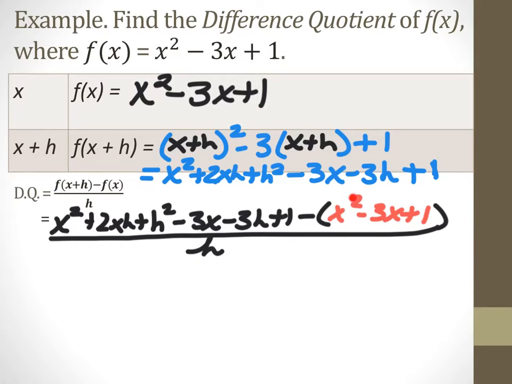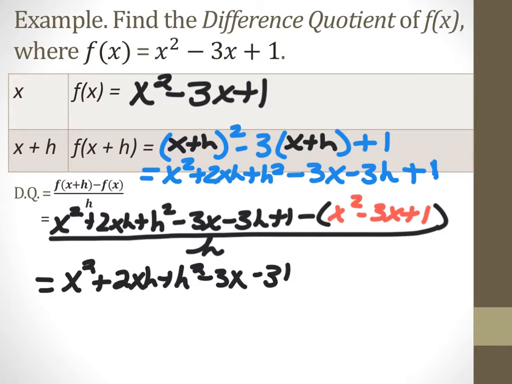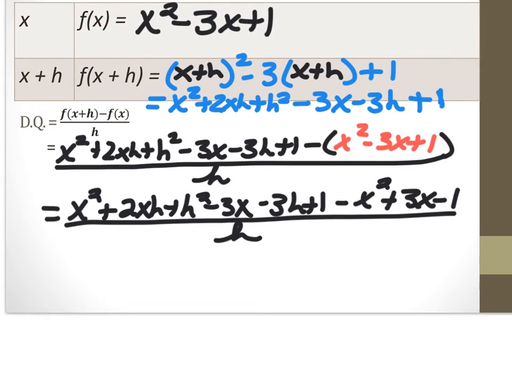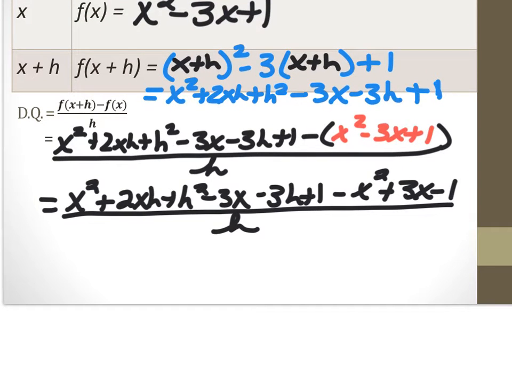We're going to distribute this negative sign across, and I know it's going to be really tempting to just start slicing and dicing through here. I recommend you write it again, because this is the step lots of students make errors on, and it's algebra at this point, folks, so let's not make a mistake because we're being sloppy. Distribute the negative, and negative x squared plus 3x minus 1 all over h.